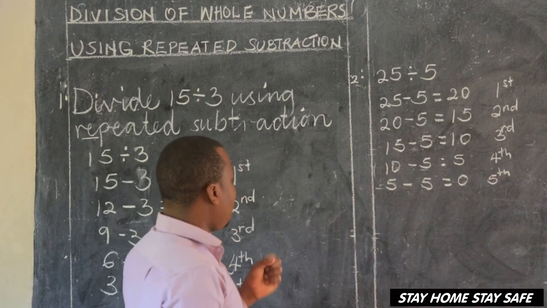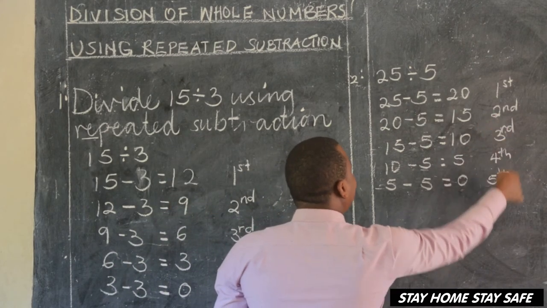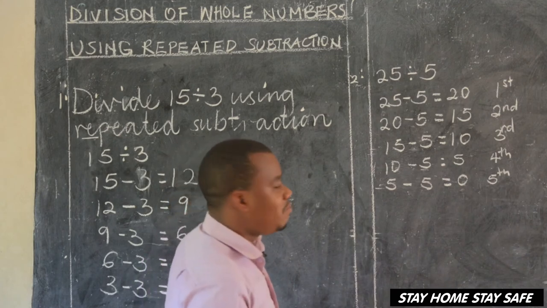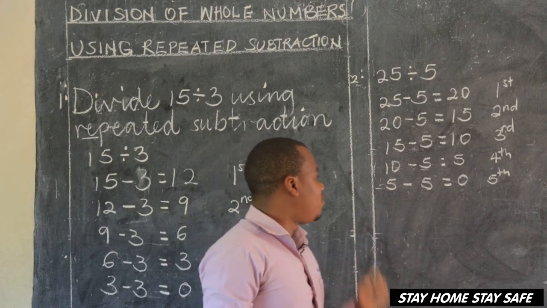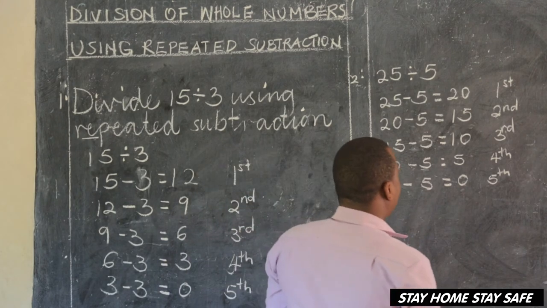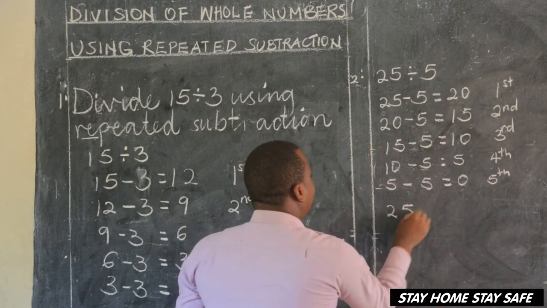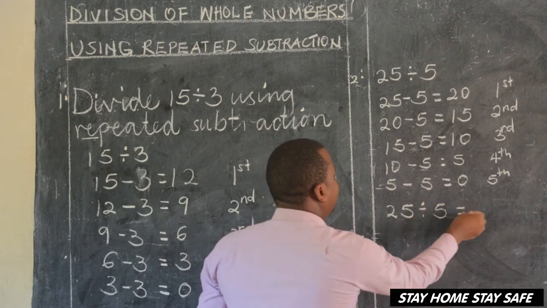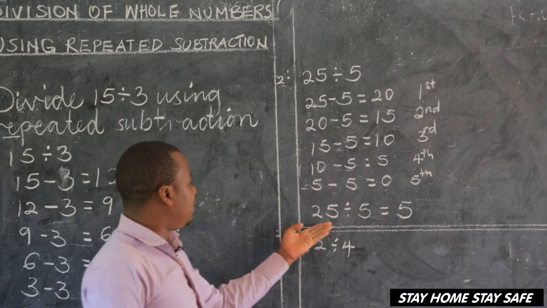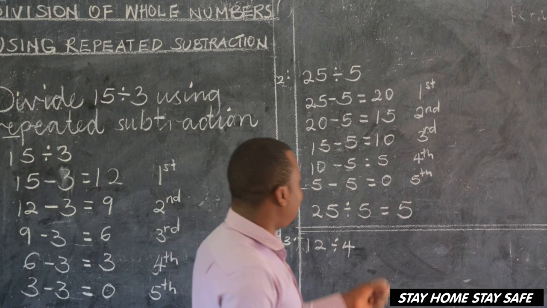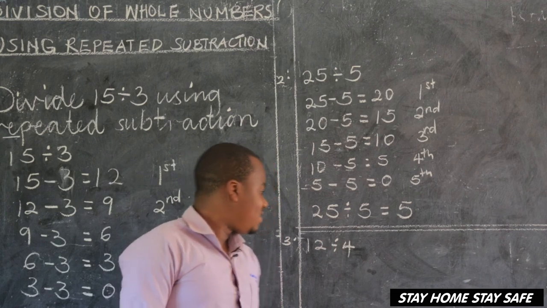So, what do we have now? If we reach 0, we count the number of times we have subtracted. And so the answer is equal to the number of times we have subtracted. So how many times have we subtracted? Can we count together? 1, 2, 3, 4, 5. Meaning 25 divided by 5 equals 5. So you underline there.